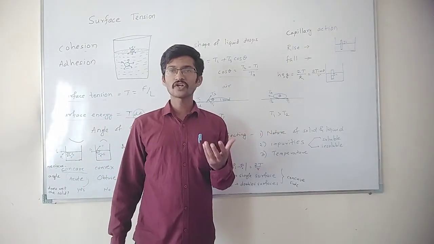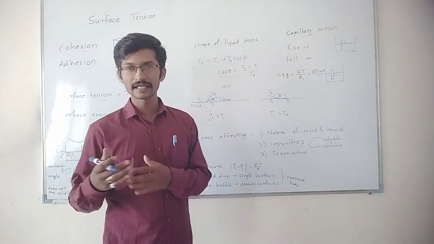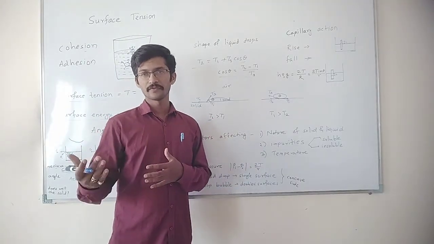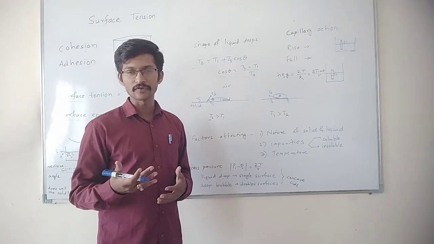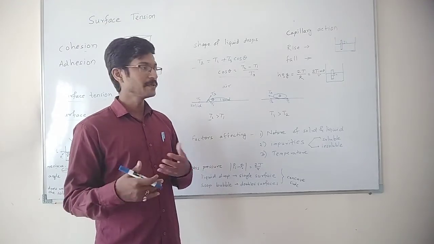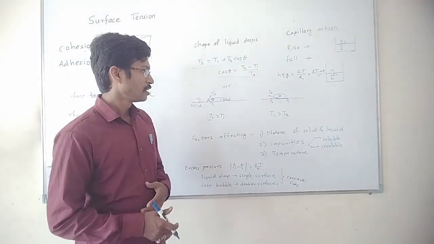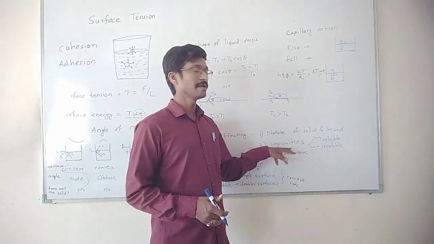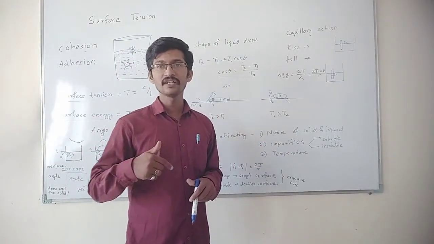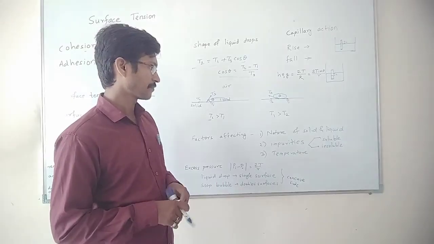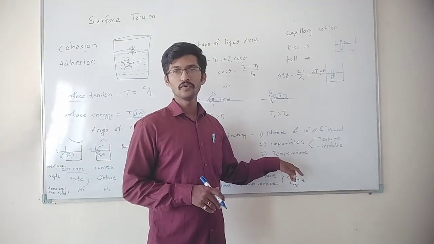That is the nature of solid and liquid. Just as I said, if the liquid is changed, from water to kerosene or to oil, there will be a change in the angle of contact. Now if there are some impurities, then also there will be a change in the angle of contact, and there will be a change due to temperature.